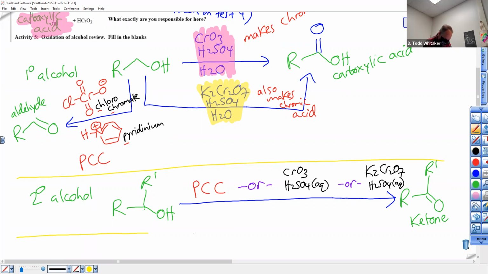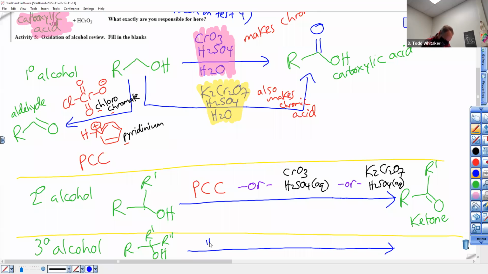And the easiest story of them all, tertiary alcohol. R, OH, R prime, R double prime. Same result, no result. And there's an easy way to remember why.